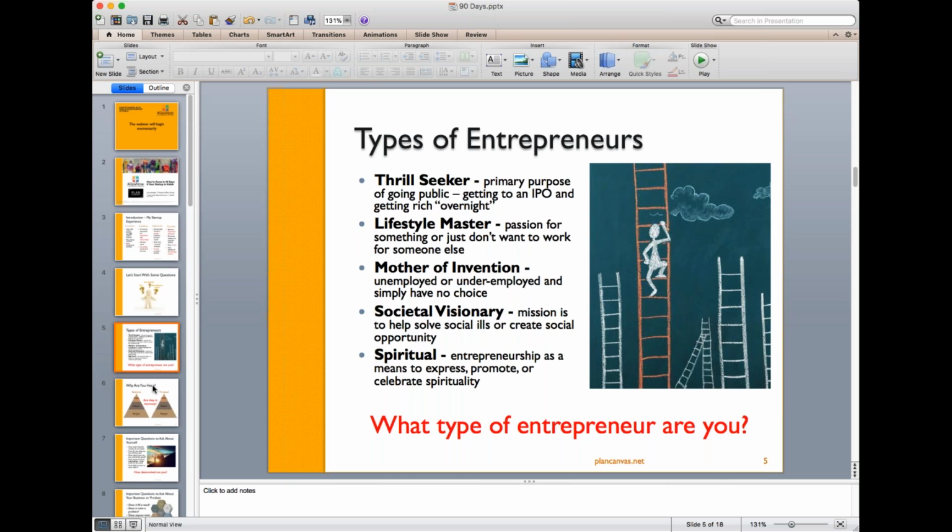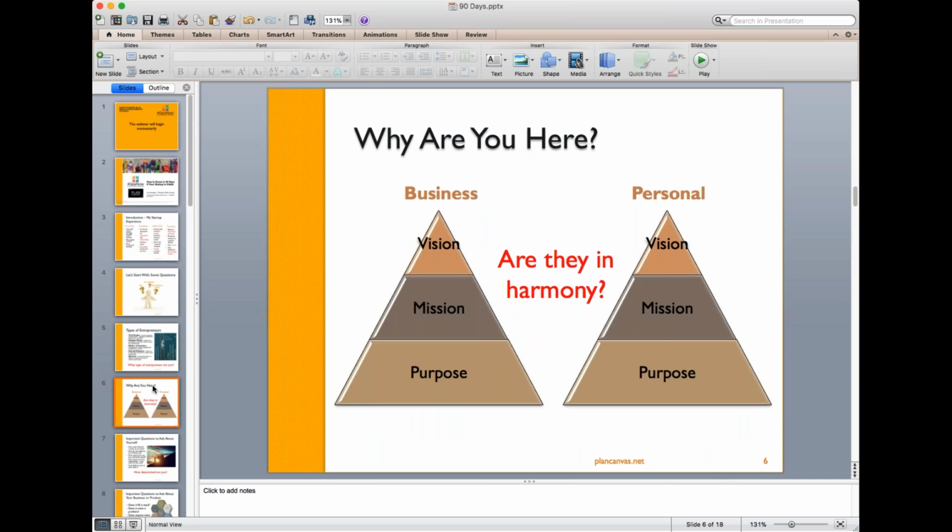All right, let's move on from what type of entrepreneur are you to, well, why the heck are you here in the first place? For any business, especially if you're really just starting out, you need to step back and say, what is my vision? How do I see things ideally out into the future? You also need to think about, well, what really is my mission?